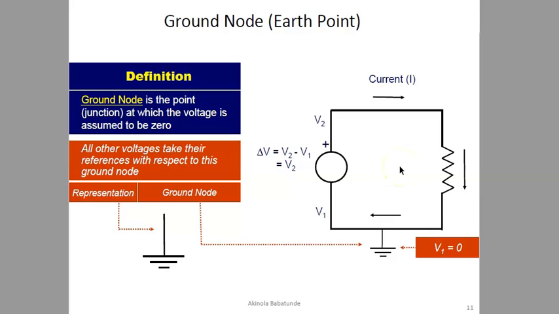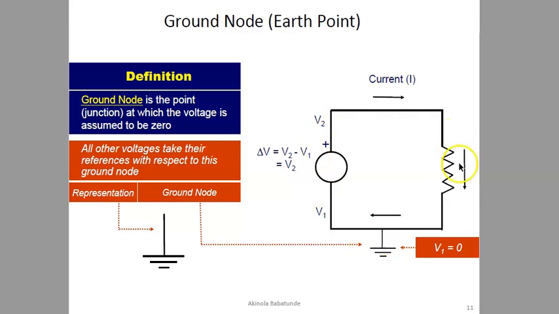The ground node is a point or junction at which voltage is assumed to be zero. It is usually represented with this symbol, a vertical line with 3 bars at the bottom, arranged just the way it looks here. All other voltages take their references with respect to the ground node. And at the ground node, the voltage is always equal to 0.